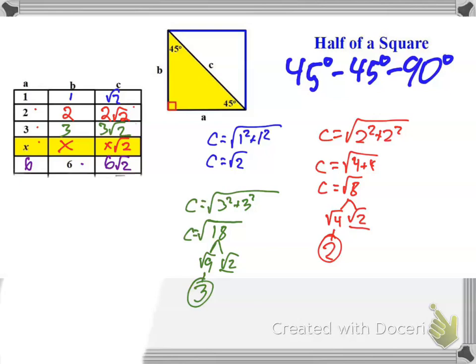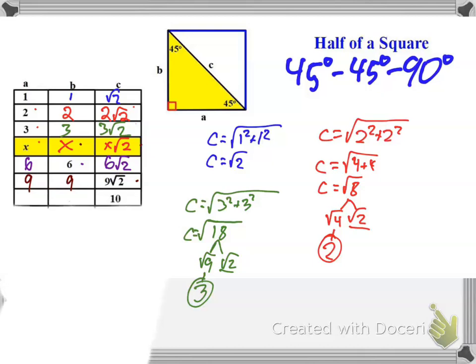So let's look at it a little bit more complicated. Not much. What if instead C is 9 square roots of 2? Well, C is x square roots of 2, and if x square roots of 2 is 9 square roots of 2, that x is the 9, right? Which means x for B is 9, and x for A is also 9. And there it is. That was really quick. Nice little shortcut, right? Okay.